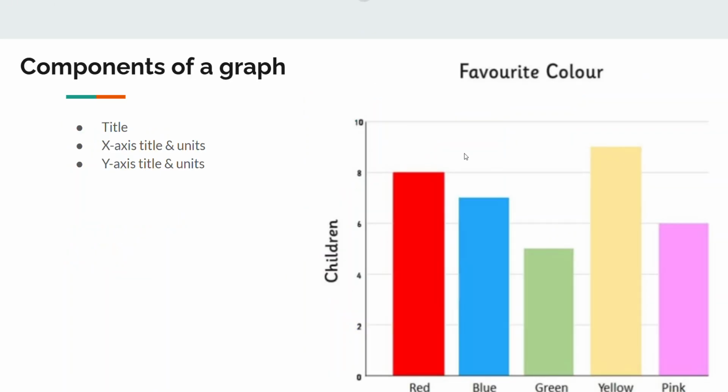All right, components of a graph. We need a title, and that includes an x-axis title and a y-axis title. With this graph here, the y-axis has a title: the number of children. The x-axis does not have a title. I want you to think about what the x-axis title would be. It would just be like colors, colors voted on, whatever.